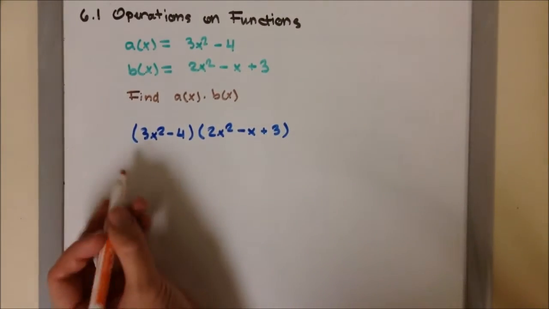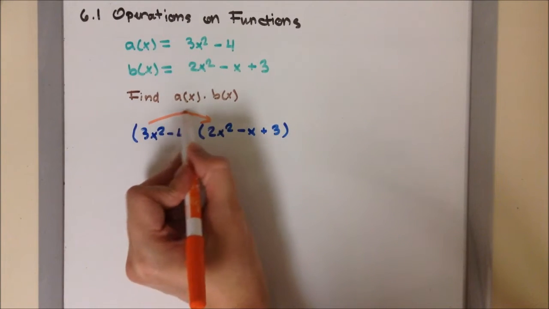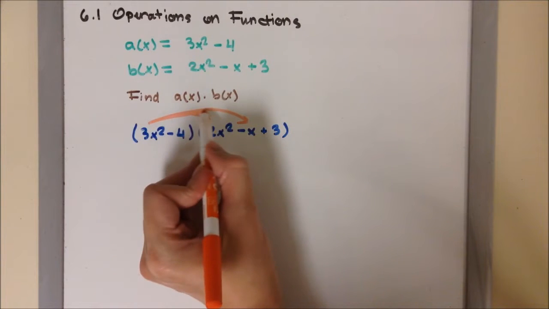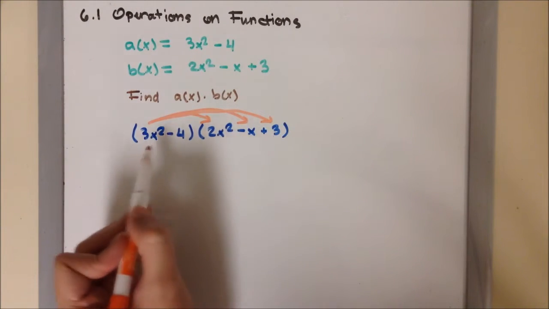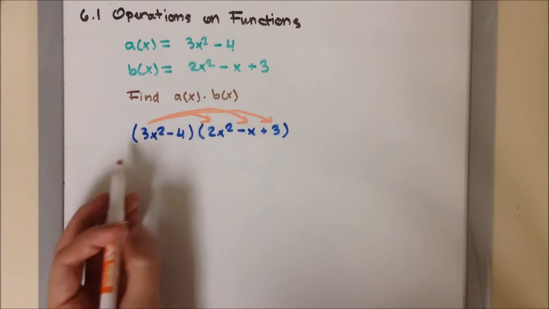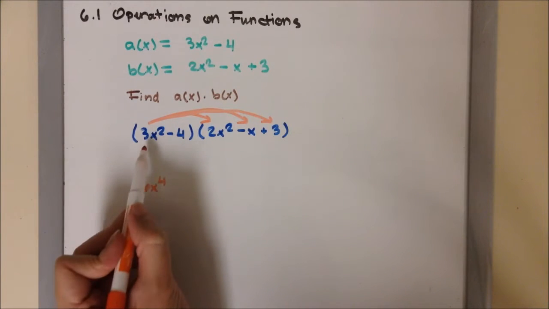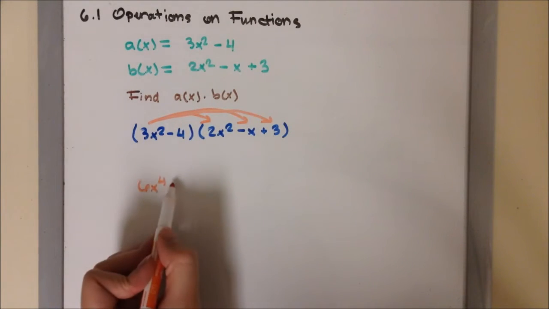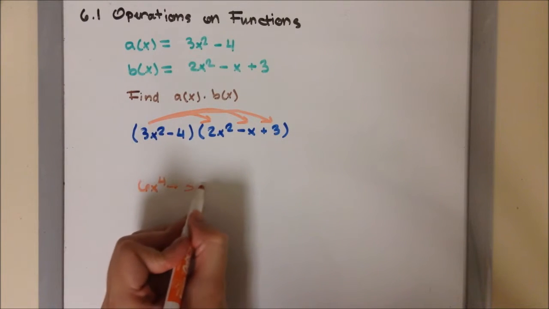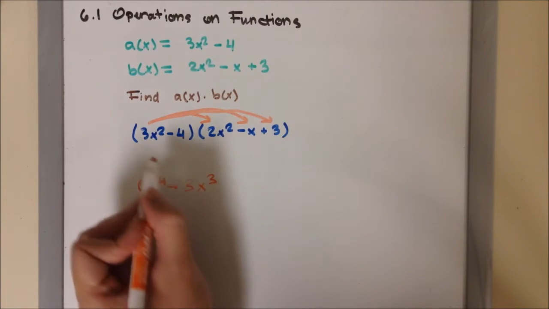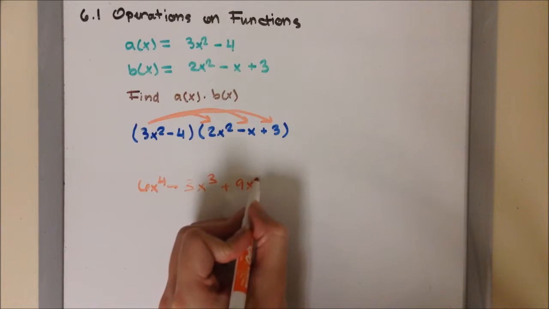So the first thing is I'm going to multiply 3x squared to 2x squared, to the minus x, and to the plus 3. So 3x squared times 2x squared, when I'm multiplying, I'm going to add the exponents. This will be 6x to the 4th. 3x squared times negative x will be minus 3x to the 3rd power. 3x squared times positive 3 will be plus 9x squared.